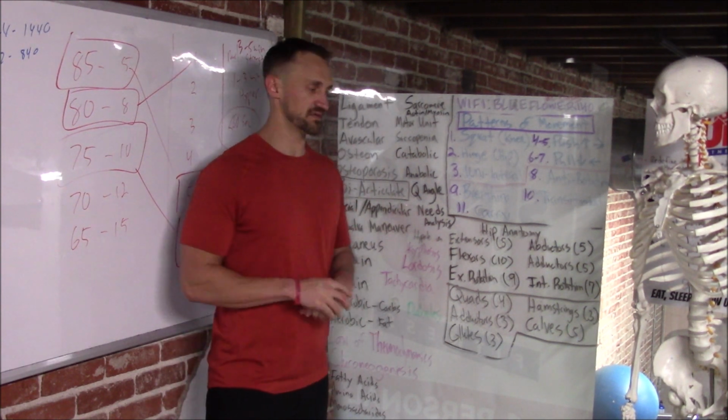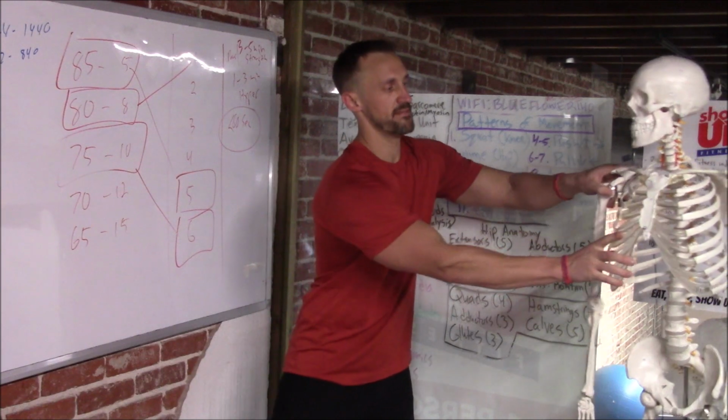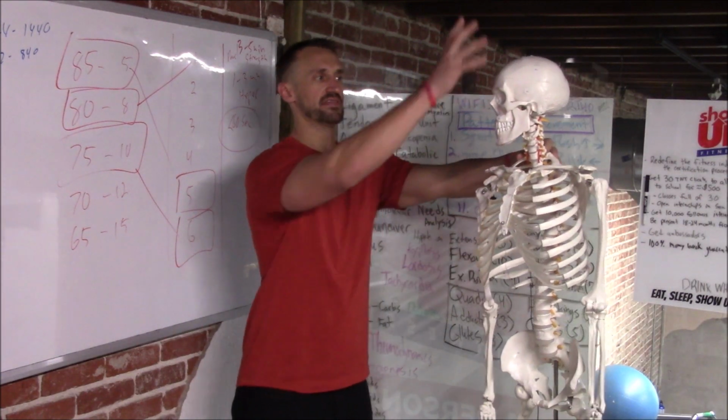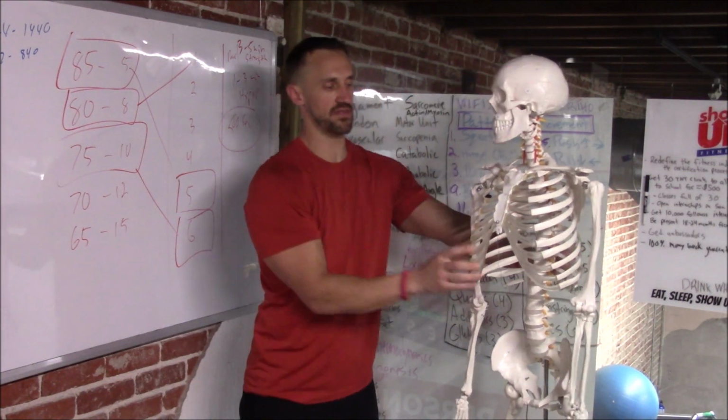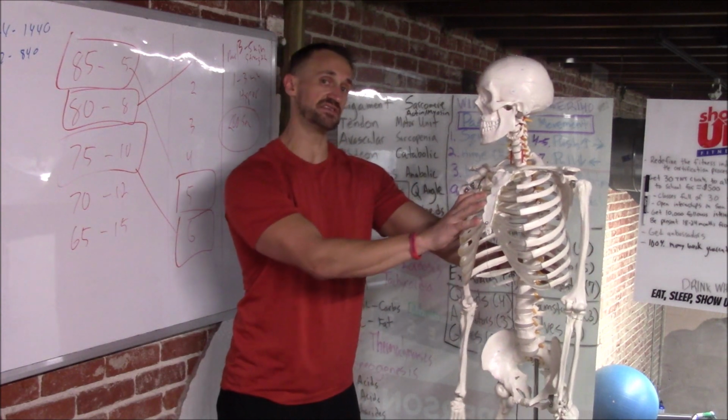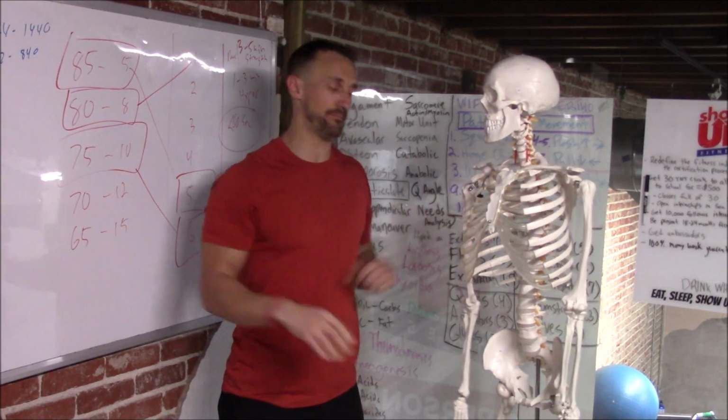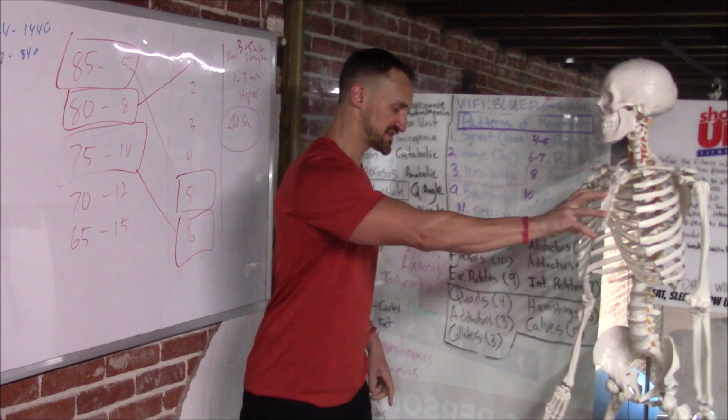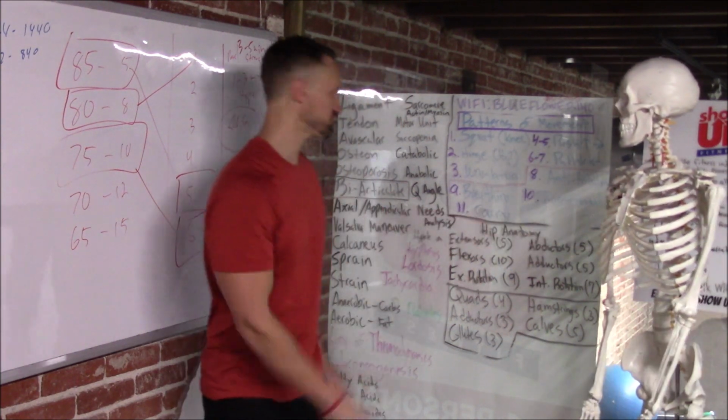Axial and appendicular, Skelly right here. Come here, buddy. Come on. There you go. We have the skull, the vertebrae, the ribs, and the sternum. That's the axial skeleton. Everything that's coming out is the appendicular. 206 bones in the human body. Thank you, Skelly.